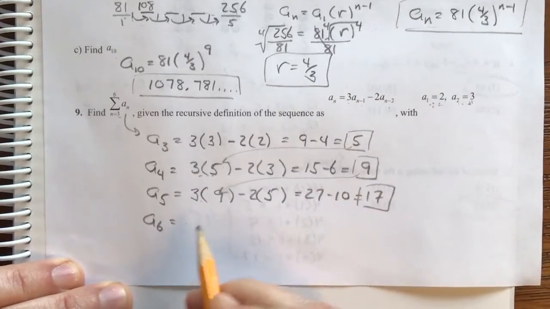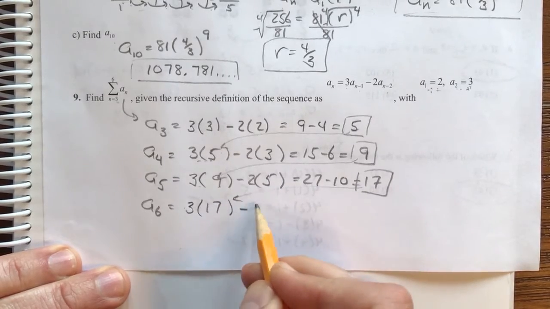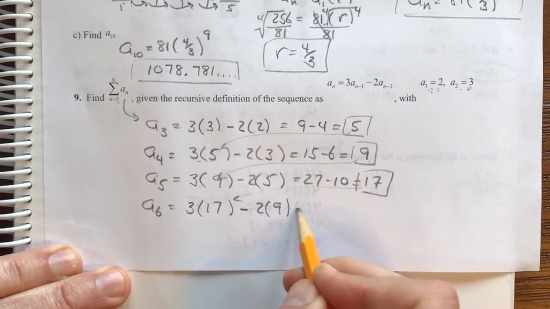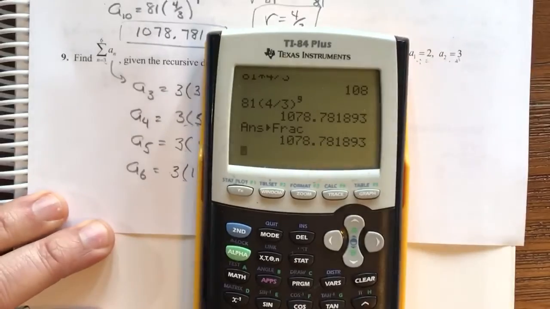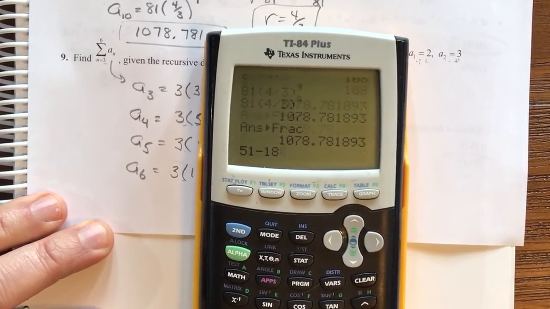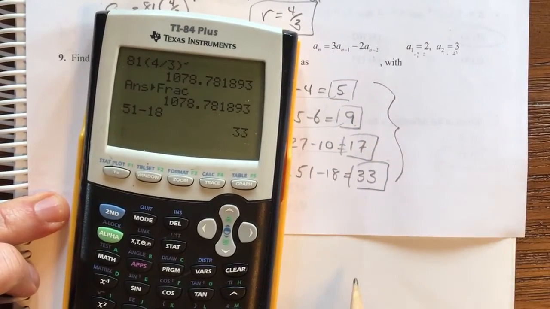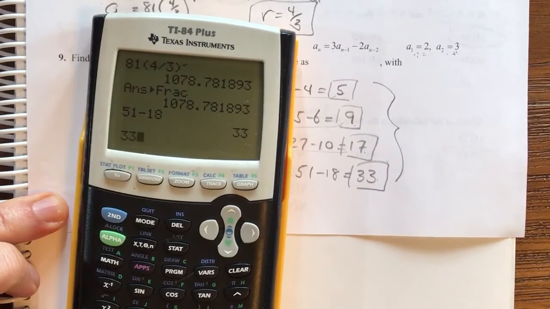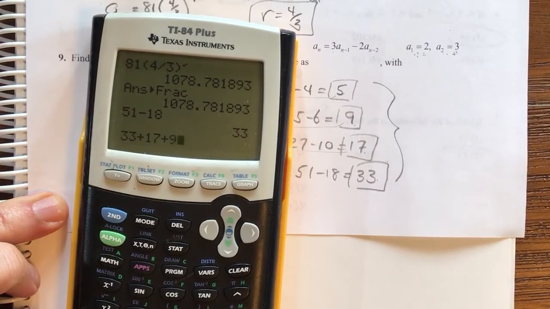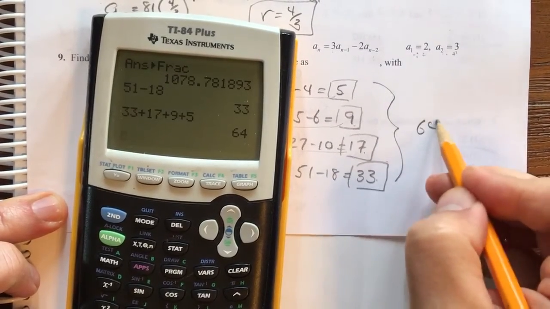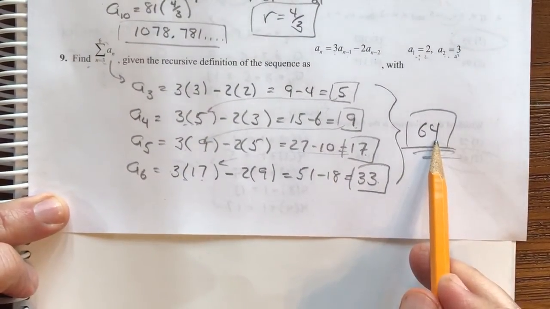One more. The sixth term. 3 times the previous, that was 17. 2 times the one before that, which was 9. 3 times 17, 51, take away 18. 51, take away 18. Don't want to mess up here. 33. Now what? Take these 4 numbers, add them up. 33 plus 17 plus 9 plus 5. Gives me a total of 64. That's the final answer. Find this sum, 64.